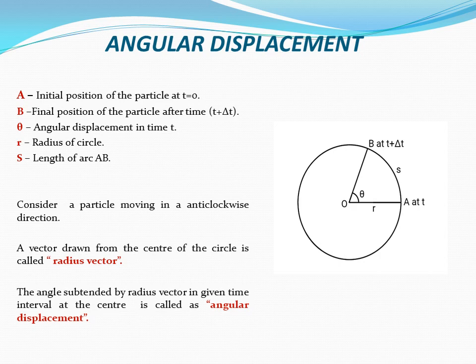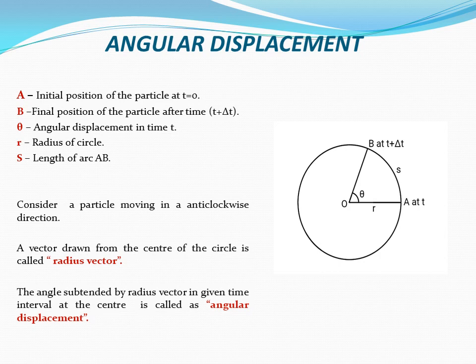Now, consider a particle moving in an anti-clockwise direction. Initially the particle is at position A, so its initial position is A, that means time t is equal to 0. After some time interval, that is after delta t, the particle reaches position B. So B represents the final position of the particle after time t plus delta t. During this time period, it covers some angle. That angle is theta, and theta is nothing but the angular displacement in the given time period.